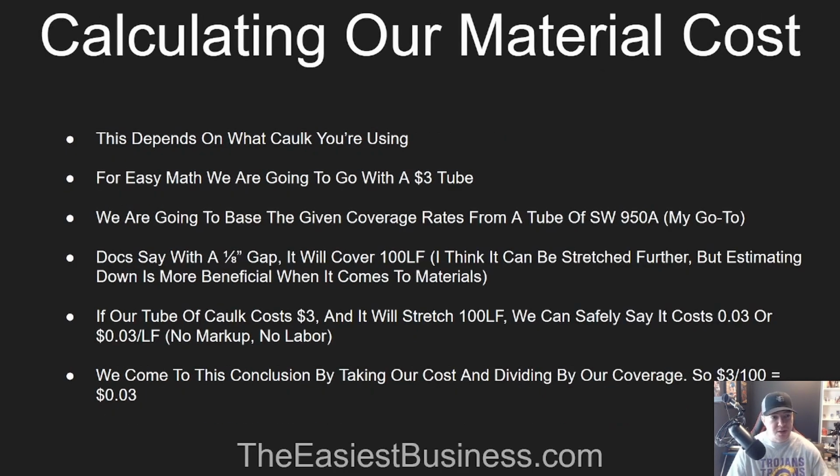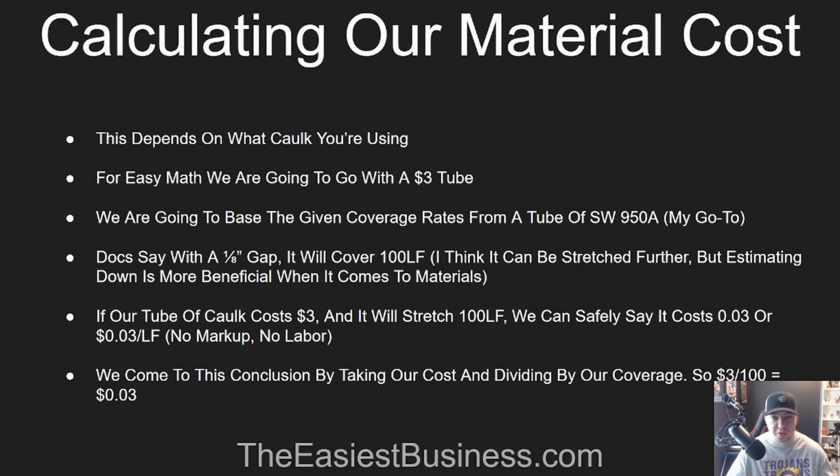Calculating our material cost. This wholly depends on what caulk you're using. For easy math, we're going to go with a $3 tube. So I looked on Sherwin-Williams at the caulk I used, 950A, and it said it was $2.99 without discounts or whatever it was on their website. So that's what we're going to do. We're going to round up to $3 a tube. The docs say with an 1/8 inch gap, like I was saying earlier, it'll cover 100 linear feet.